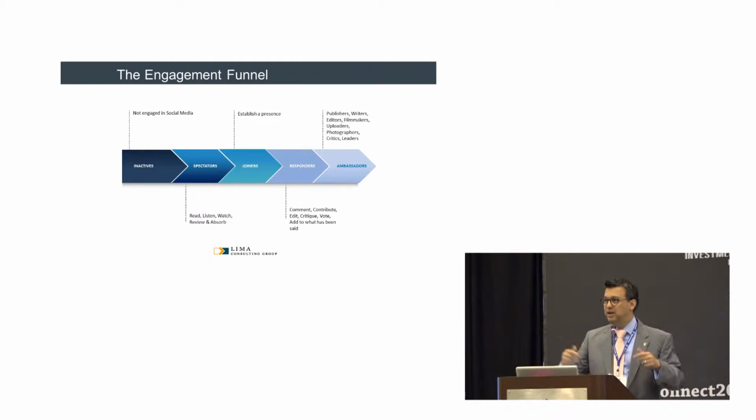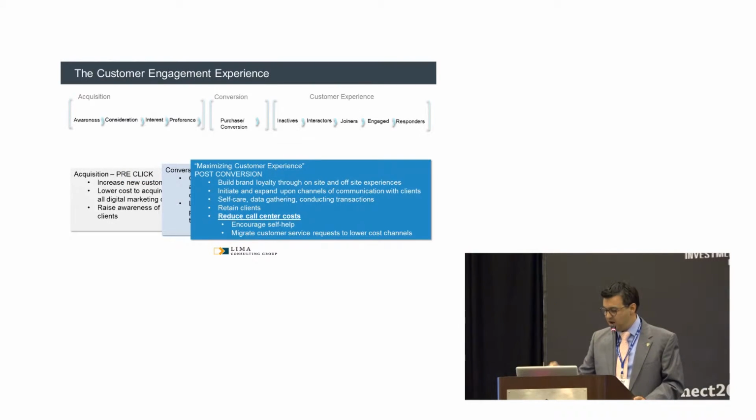Congratulations. You've got Joaquin Jimenez and he signed up, right? Great. What are you going to do about it? How do you monetize that data? Well, if he's an inactive, an interactor, a joiner, a responder, or an ambassador, that's the engagement funnel. And there's more behind this, and I won't have time to go through each of the steps. But I just want you to understand there's a process to move folks to the engagement funnel. There's a great book called Groundswell that goes through this. We at Lima Consulting have our own methodology, but it's based on the Groundswell book. So you put this together, and you can start optimizing your pre-click activities.